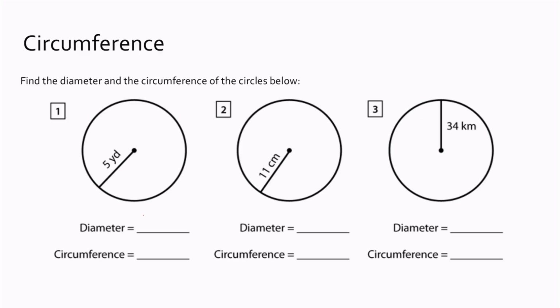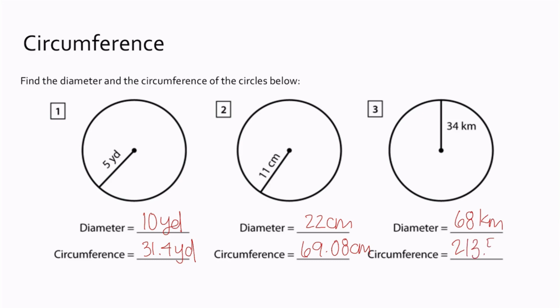All right, so we've got our diameter here should be 10 yards, and then we have 3.14 times 10, which is 31.4 yards. The diameter here should be 22 centimeters, and then we have 3.14 times 22 is 69.08 centimeters. The diameter here should be 68 kilometers. And then we have 3.14 times 68, which gives us 213.52 kilometers.